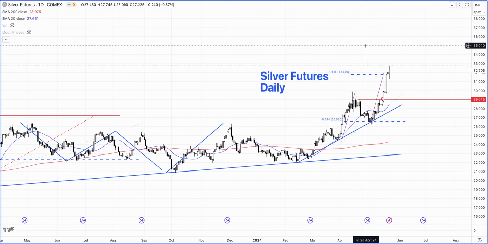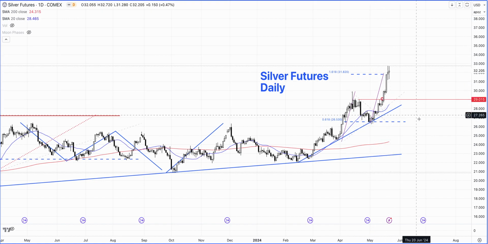But consolidation is a little bit expected. Look, it's been a fantastic move. And then we'll start by taking a look at the foreign markets.